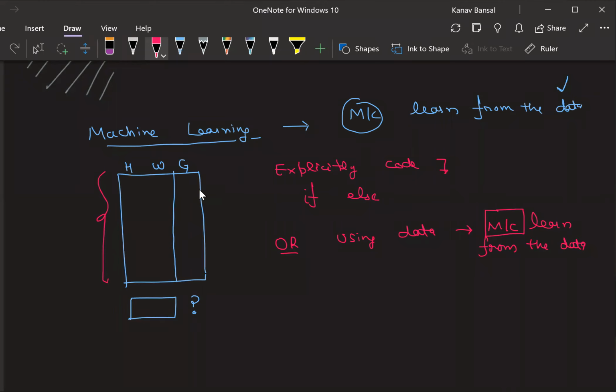Okay, so we'll try to see how we can make the machine learn from the data, whatever we have, instead of explicitly programming the entire thing using if else conditions. We'll try to see how machines can learn from the data just by using something called linear algebra or vector algebra. Okay, we'll learn how to do that. Is that fine with everyone?